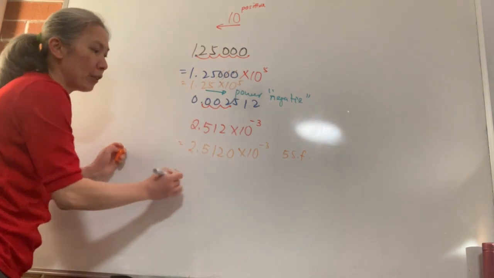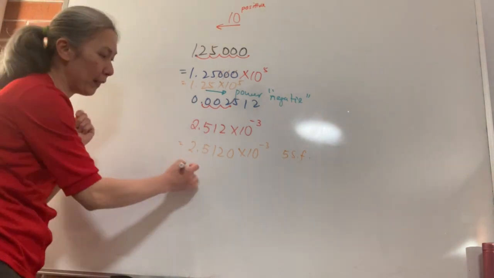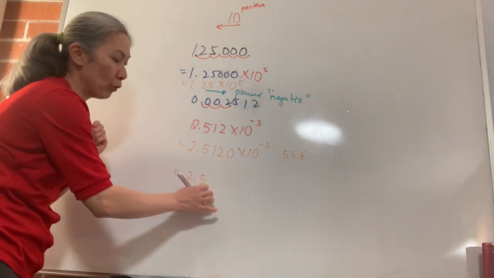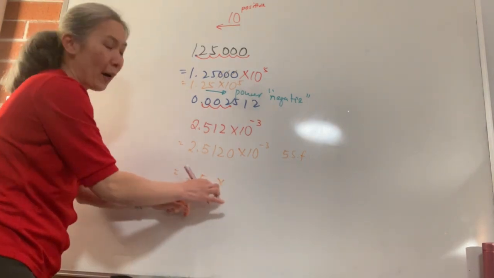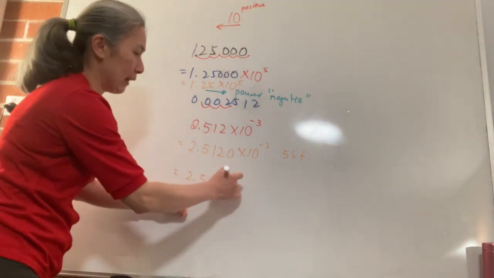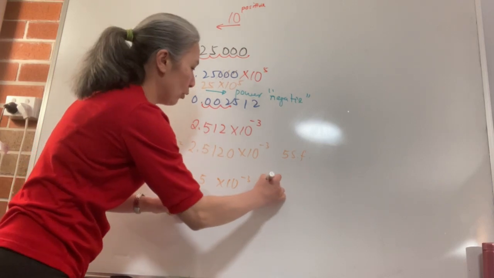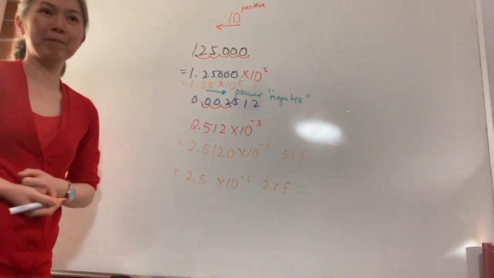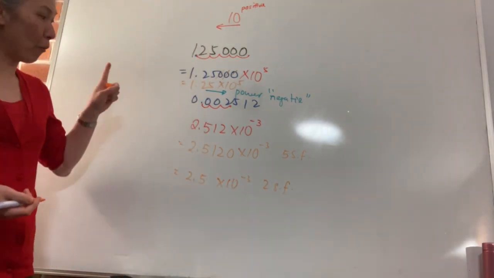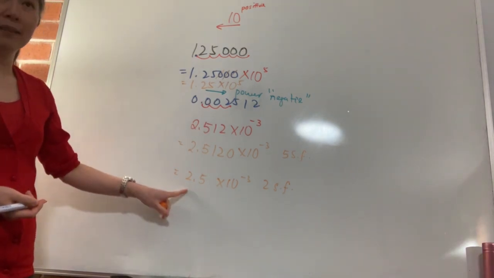If I want to round it to 2 significant figures, it will be 2.5. Make sure you don't put a 0, otherwise the 0 will count, isn't it? So then 10 to the power minus 3. This is 2 significant figures. Is it all good? What about 1 significant figure for this number? What would that be?